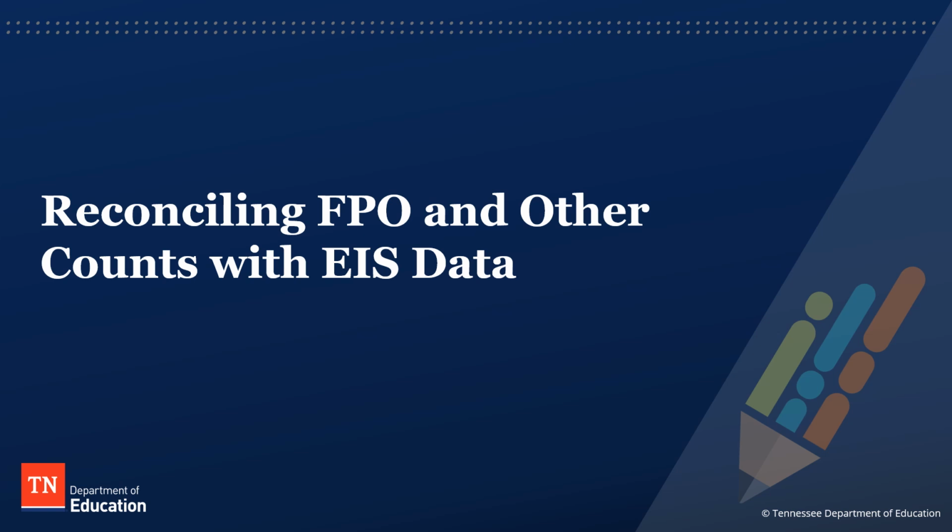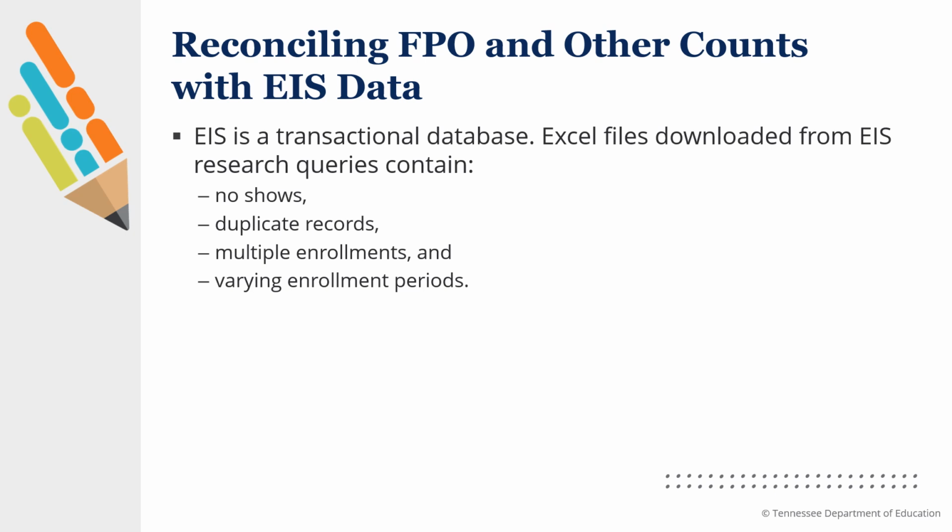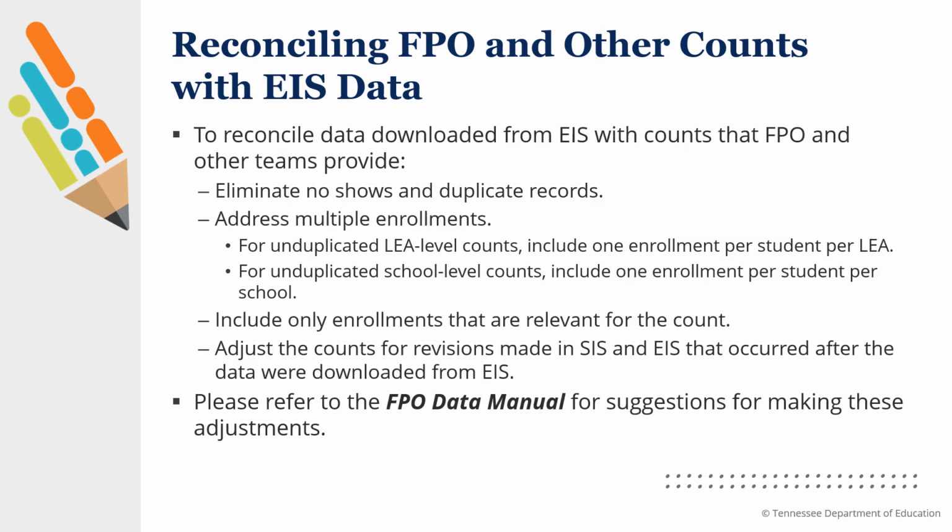Reconciling FPO and other accounts with EIS data. It's important to remember that EIS is a transactional database. The data that you download from EIS will contain no-shows, duplicate records, multiple enrollments, and varying enrollment periods. The accounts that you receive from federal programs and oversight and other teams have addressed those areas, and so you'll have to address them as well when you're comparing the counts that you receive from FPO with the data that you're downloading from EIS.